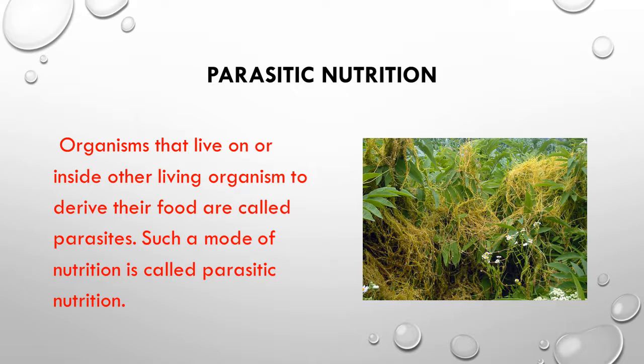Next is parasitic nutrition. Here you can see the picture of parasitic nutrition. This is an example of parasitic plants. Maybe you have seen this type of plant nearby. Organisms that live on or inside other living organisms to derive their food are called parasites. Such a mode of nutrition is called parasitic nutrition, which means they depend on another plant or living organism.